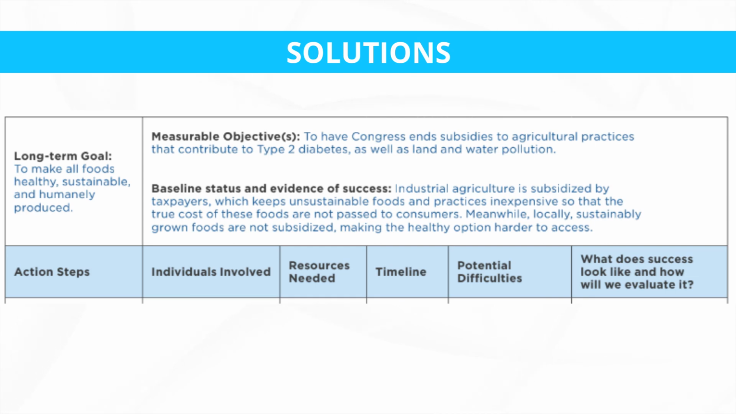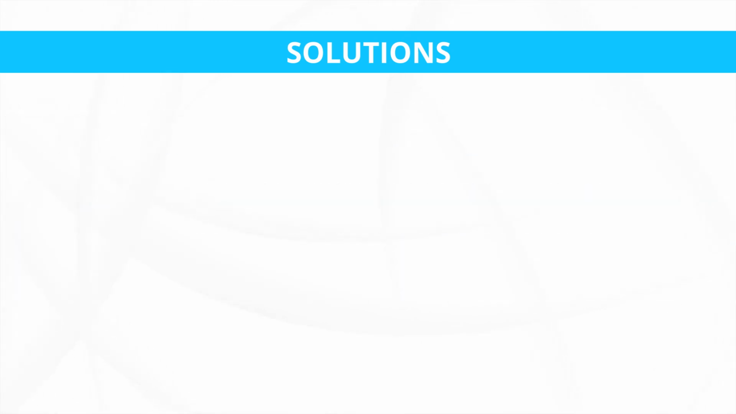Currently, right now, industrial agriculture is subsidized by taxpayers, which keeps unsustainable foods and practices inexpensive so that the true costs of these foods are not passed to consumers. Meanwhile, locally, sustainably grown foods are not subsidized, making the healthy option harder to access. So we're trying to move from the subsidized industrial agriculture to a vision where they're not subsidized.